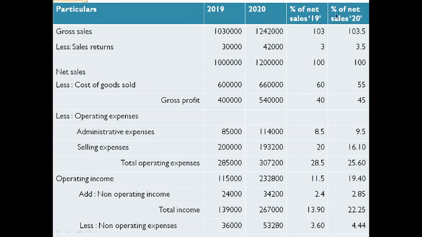Same procedure has to be followed in the next year, in 2020 also. Here gross sales is 12,42,000. The equation you all know, 12,42,000 divided by 12 lakhs, you will get 103.5%. Again, net sales 12 lakhs divided by 12 lakhs, you will get 100%. When dealing with 2020 items, even dealing with each individual item, you need to take the concerned item divided by net sales into 100, you will get percentage values of each individual item of 2020.